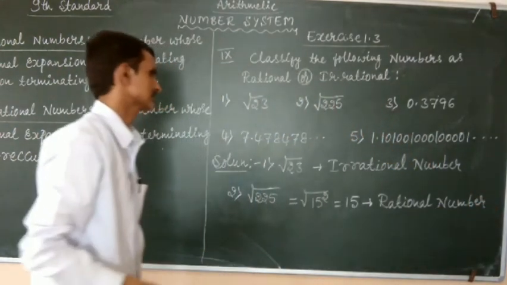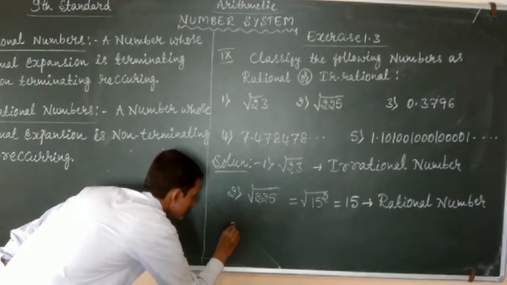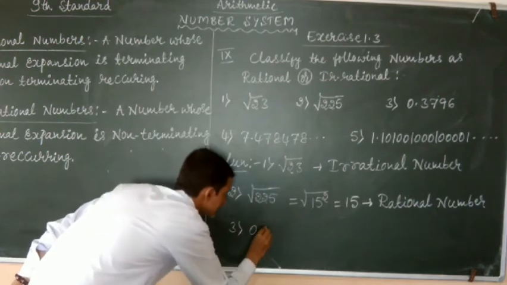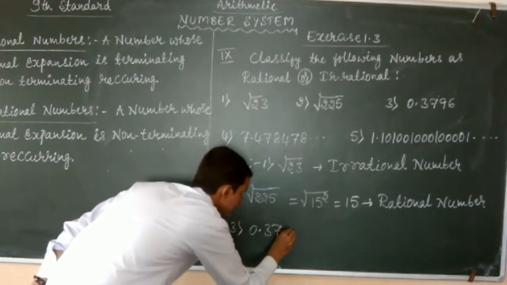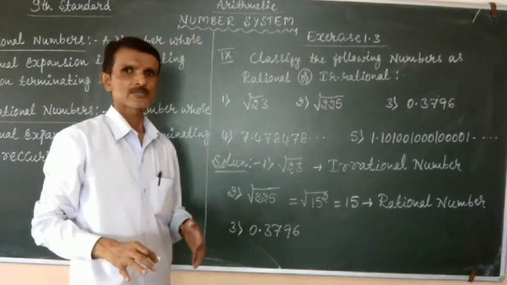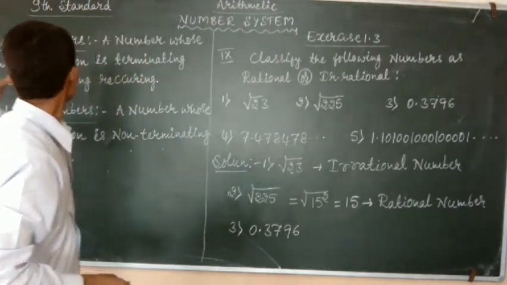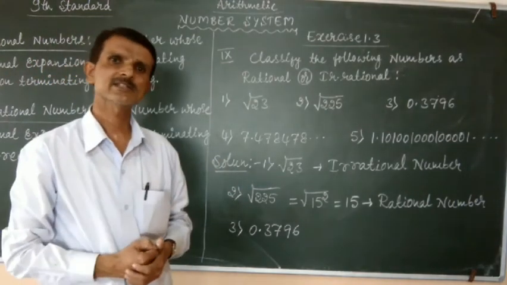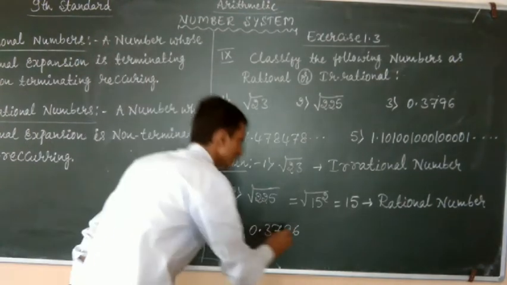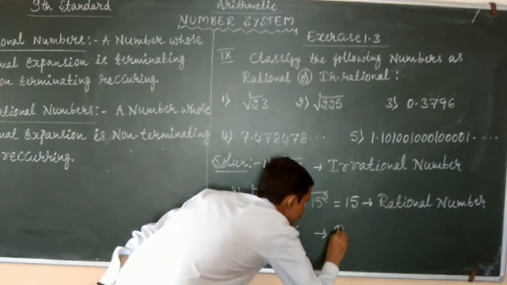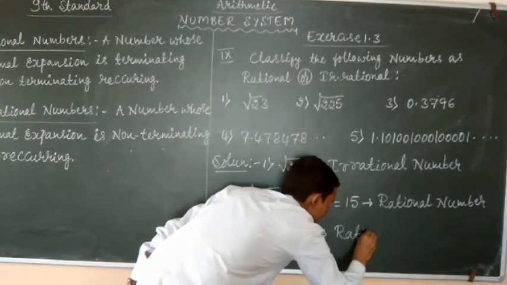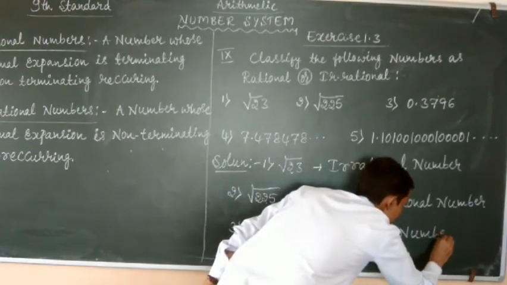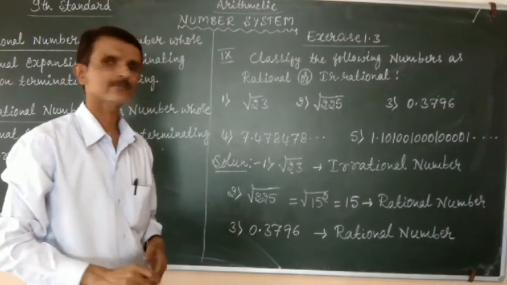If we come to the third problem, 0.3796, this is a non-terminating recurring decimal. So this can be expressed in the form of p by q. Therefore, this is also a rational number.